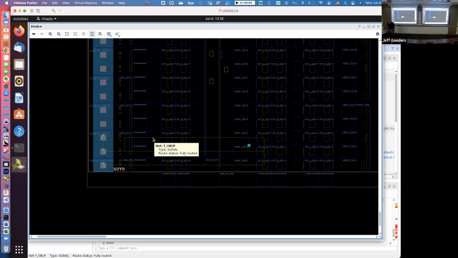He's called F_OBUF. So I guess he's the output, right? We often use F for outputs. How about this guy? No, I want the wire. Give me the wire.